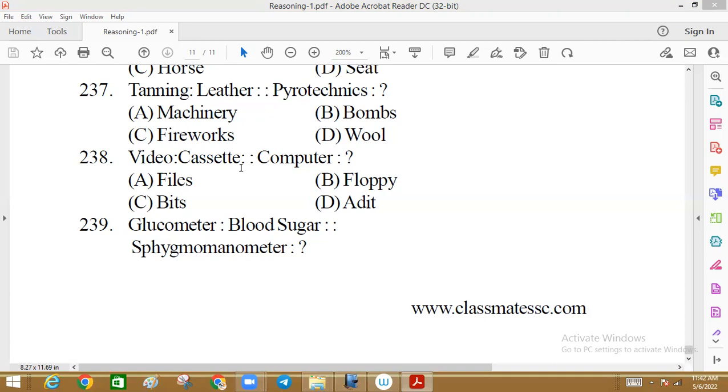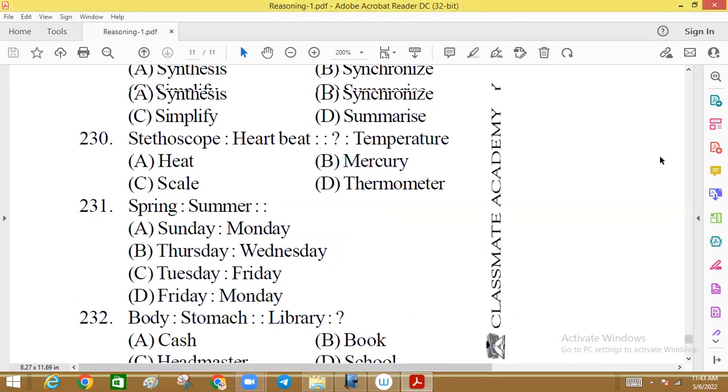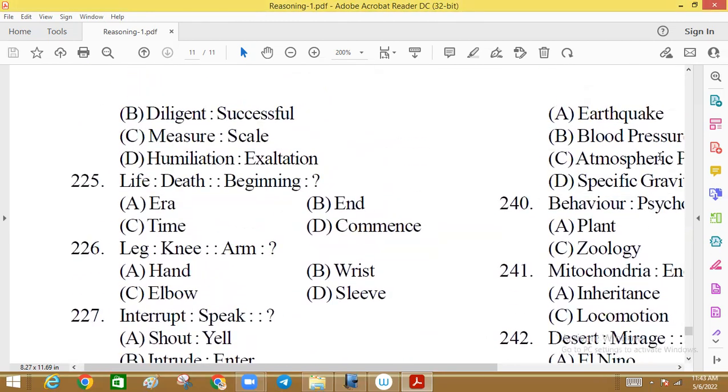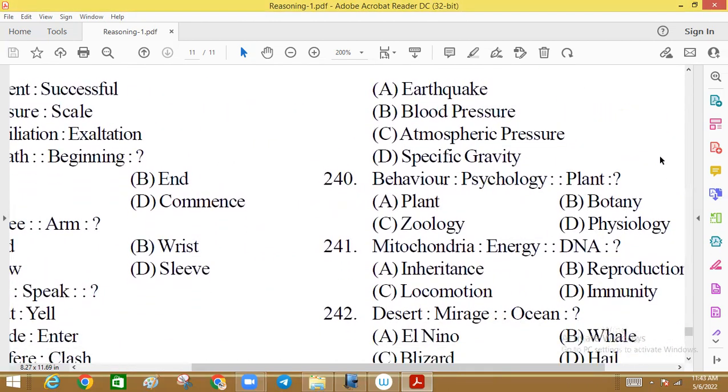Now we have that. Glucometer, blood sugar. What's the relation between glucometer and blood sugar? A glucometer is an instrument used to measure blood sugar. In the same way, a sphygmomanometer is used to measure blood pressure. Almost done. Option B is the answer.